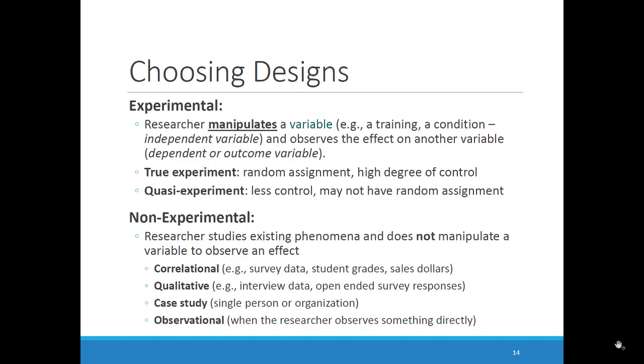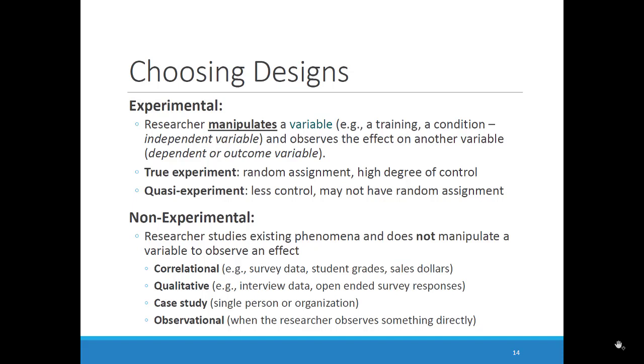So for instance, they are giving participants a drug or not. Maybe the drug group gets the drug, the control group doesn't get the drug. That would be a manipulation. A training. So some workers get a training, some workers don't get a training. That's a manipulation. So that word manipulation is what you want to think about when you're thinking about experimental designs.